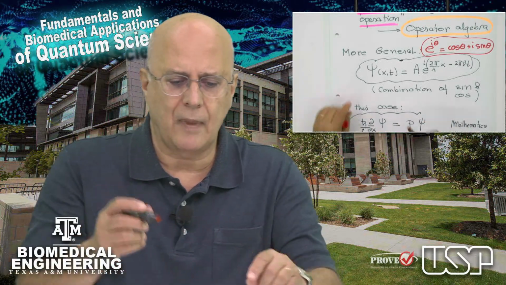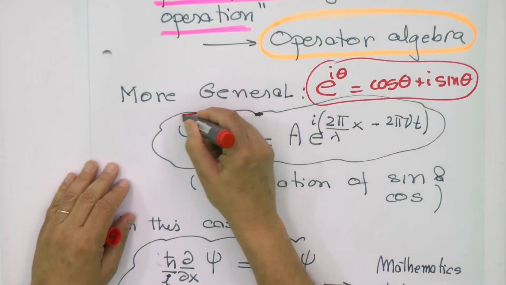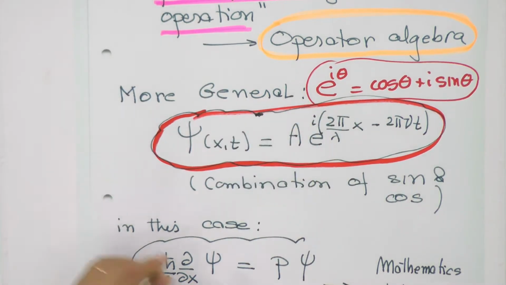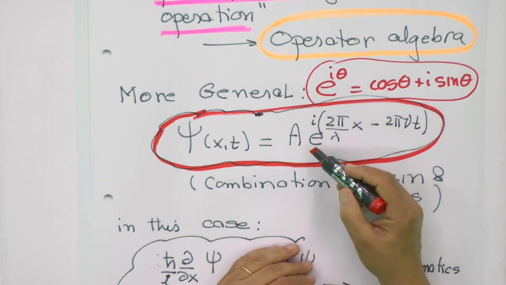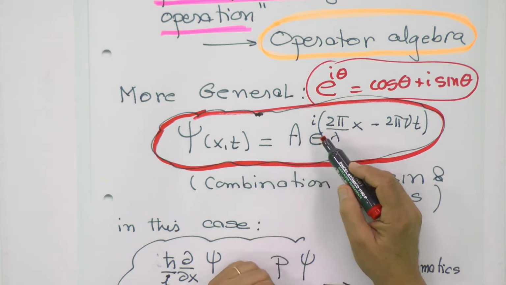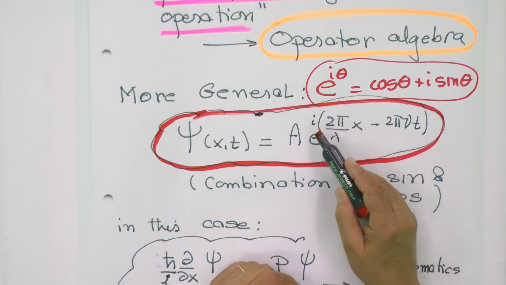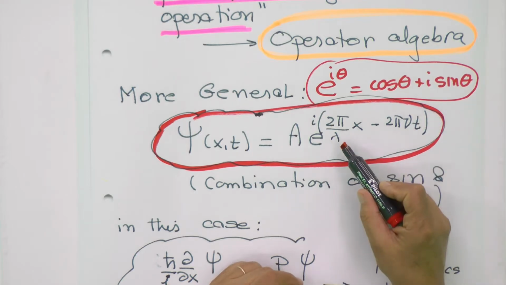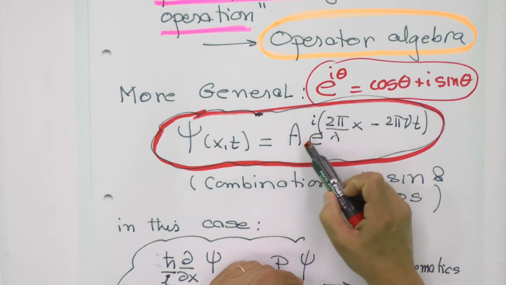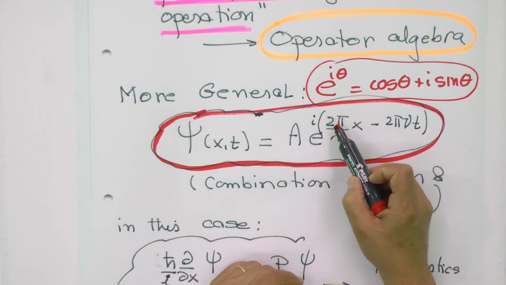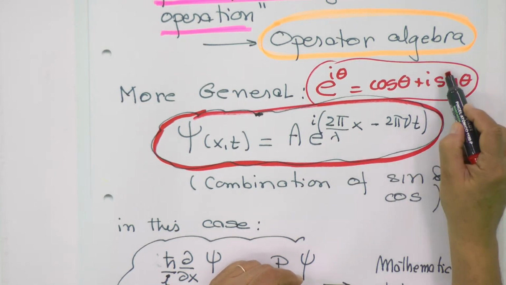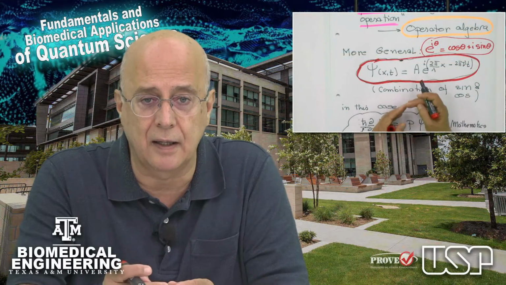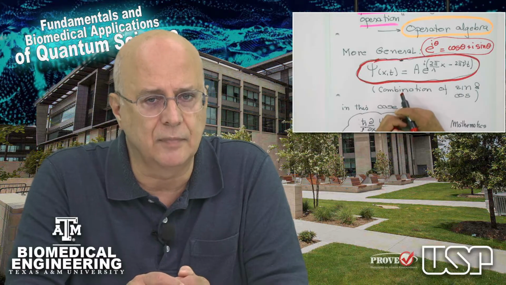So from now on, I'm going to use the wave function for this free particle as a combination of sines and cosines. I'm going to express this as A, the amplitude, times the exponential of i(2 pi x over lambda minus 2 pi nu t). So this is actually A times cosine of this argument plus i sine of this argument. And that's the most generic solution we have.